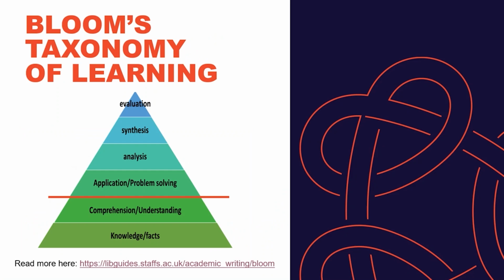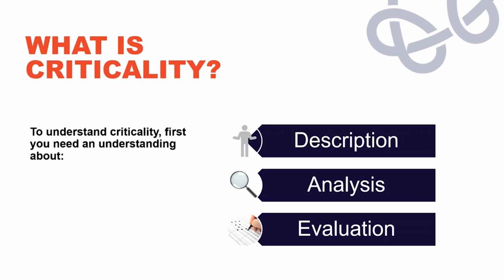So our first slide is Bloom's taxonomy of learning. On that diagram, you will see a red line. Anything below that red line are skills which students usually come to university with: comprehension, your understanding, knowledge and facts. Above that red line are the skills which you need to enhance to get those higher marks. So they're your higher level skills.